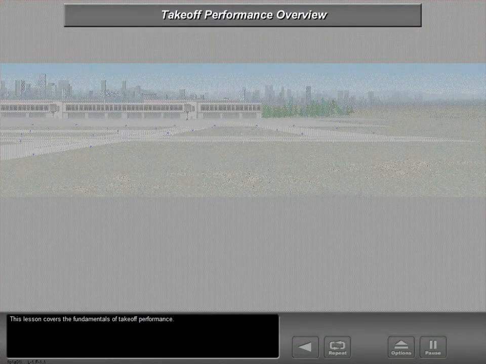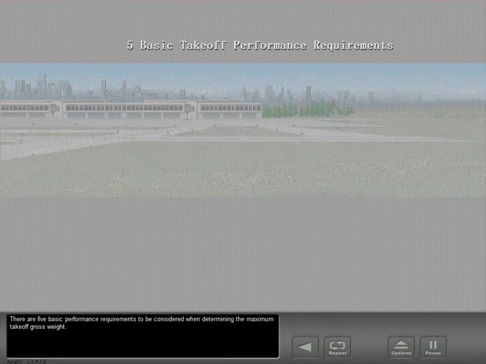This lesson covers the fundamentals of takeoff performance. There are 5 basic performance requirements to be considered when determining the maximum takeoff gross weight.